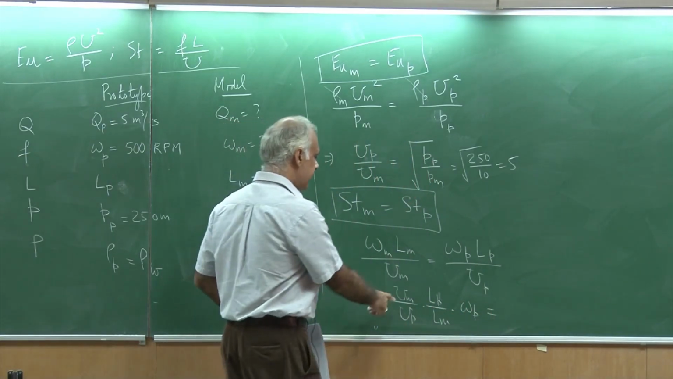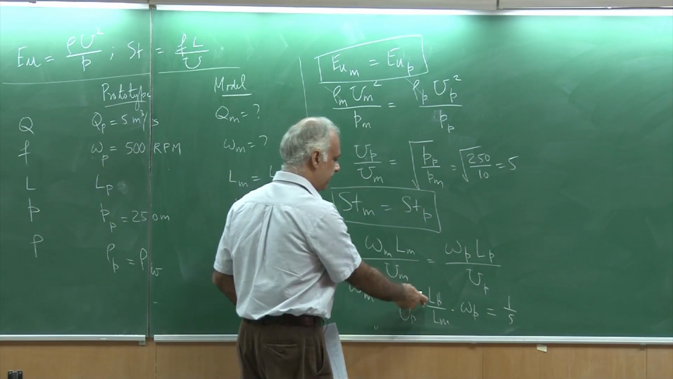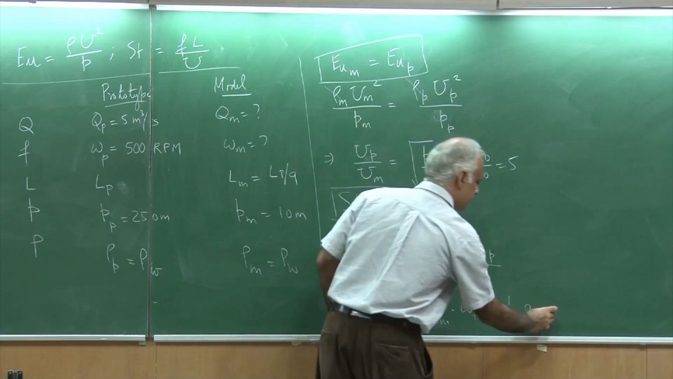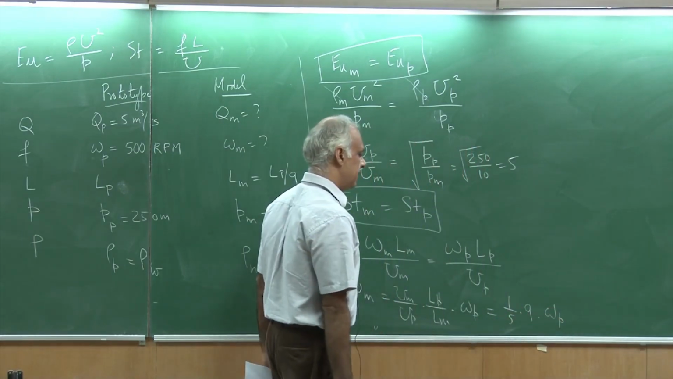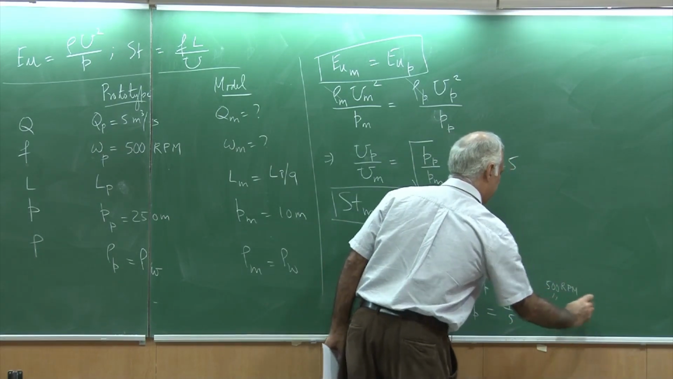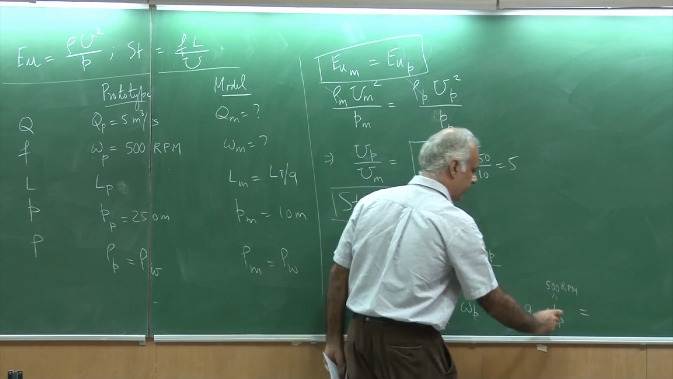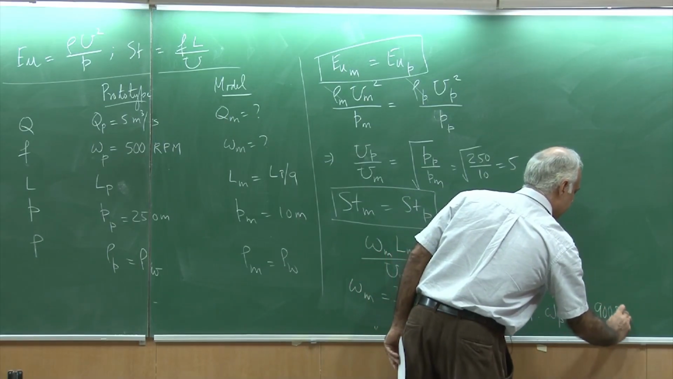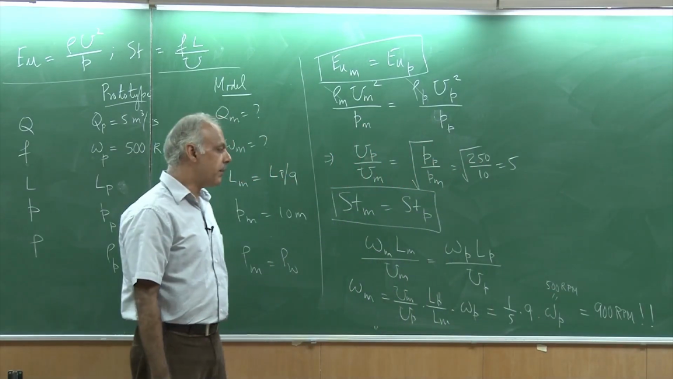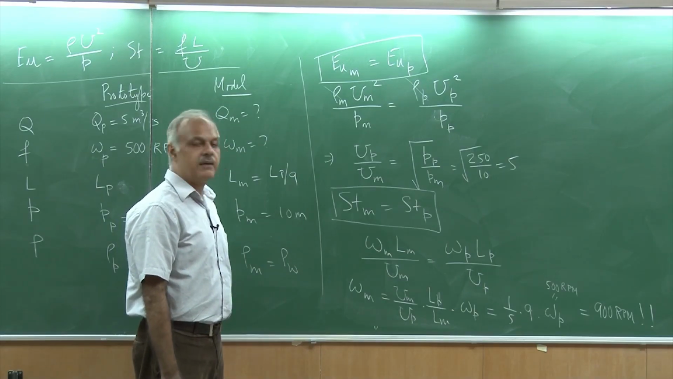And if I plug these in, then this is 1/5, u model to u prototype, this is a 9th scale, and this is omega p, which is actually equal to 500 rpm. So, if you do the arithmetic, this turns out to 9 by 5 times 500, so 900 rpm. So, you must spin the pump, the model pump, at 900 rpm so that you get dynamic similarity.